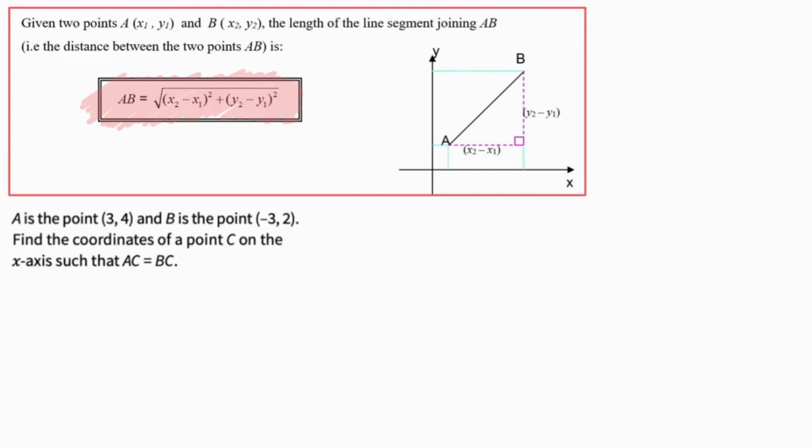We are supposed to find the coordinates of point C such that AC equals BC, and there is a very important information here. Point C is on the x-axis.